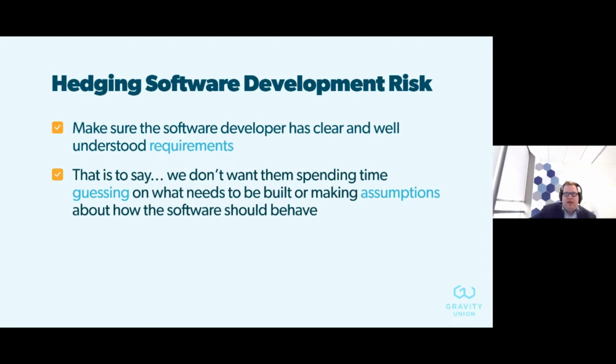Basically, the way that we hedged software development risk was to make sure that we avoided having to develop it twice, i.e. try and make it as clear as possible, giving instructions to the software developer: here's what you're building, go forth and build it, and trying to make that as clear as possible.